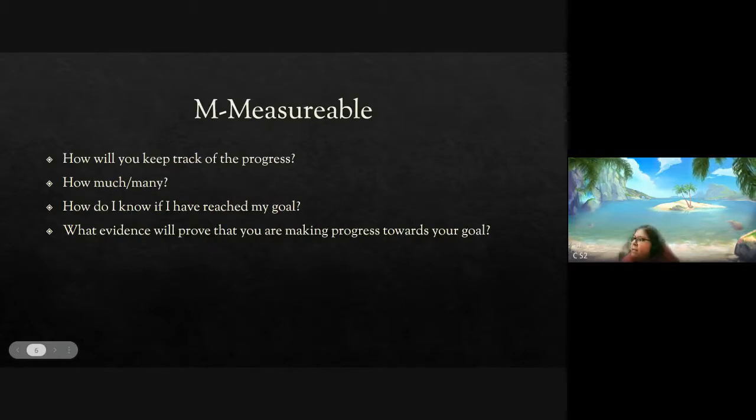So M is measurable. This means, how will you track the progress? How much or how many, like how much weight you want to lose? How do you know if you reached your goal? What evidence will show you that you're making progress toward your goal? Your goal must have a criteria for measuring progress. If there's no criteria, you will not be able to determine your progress.